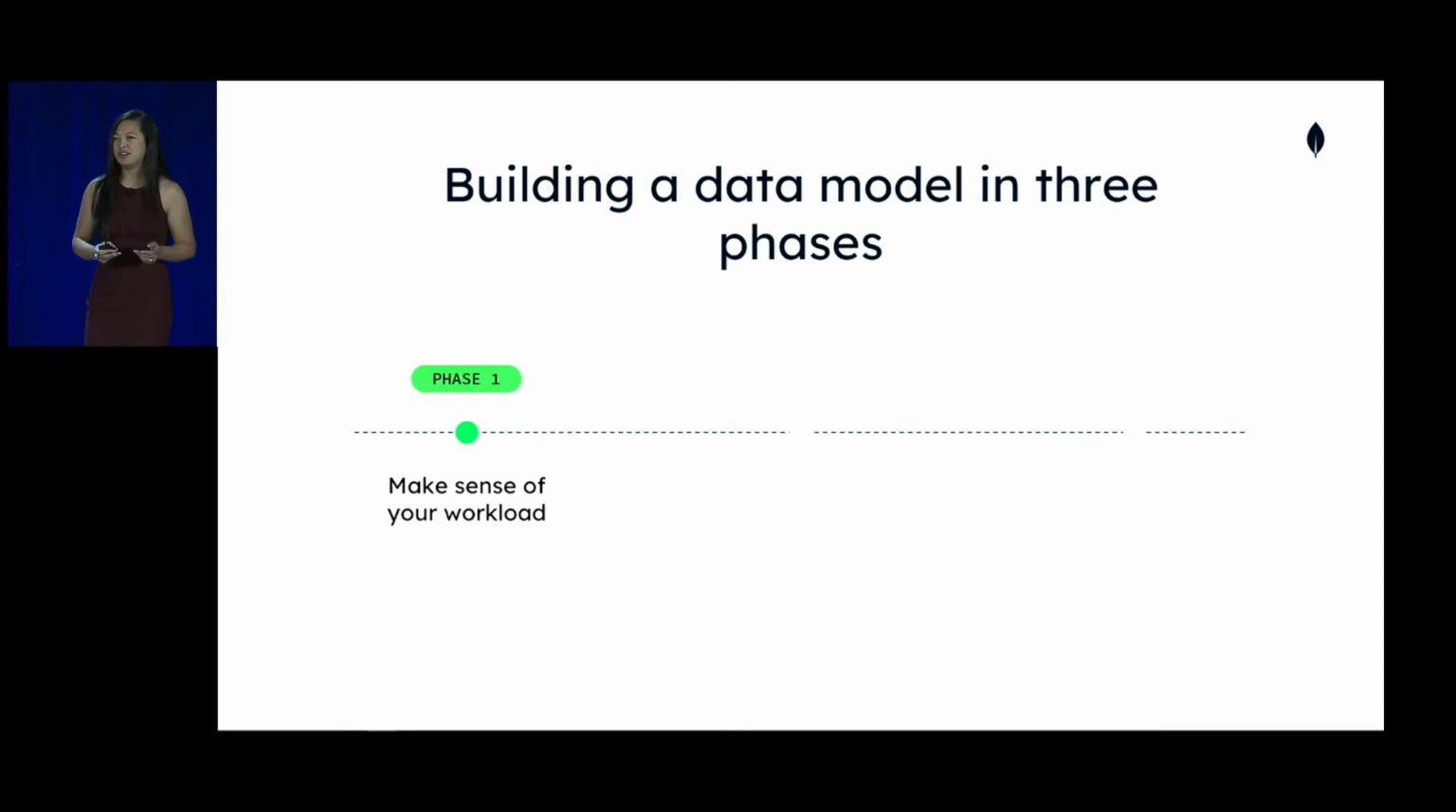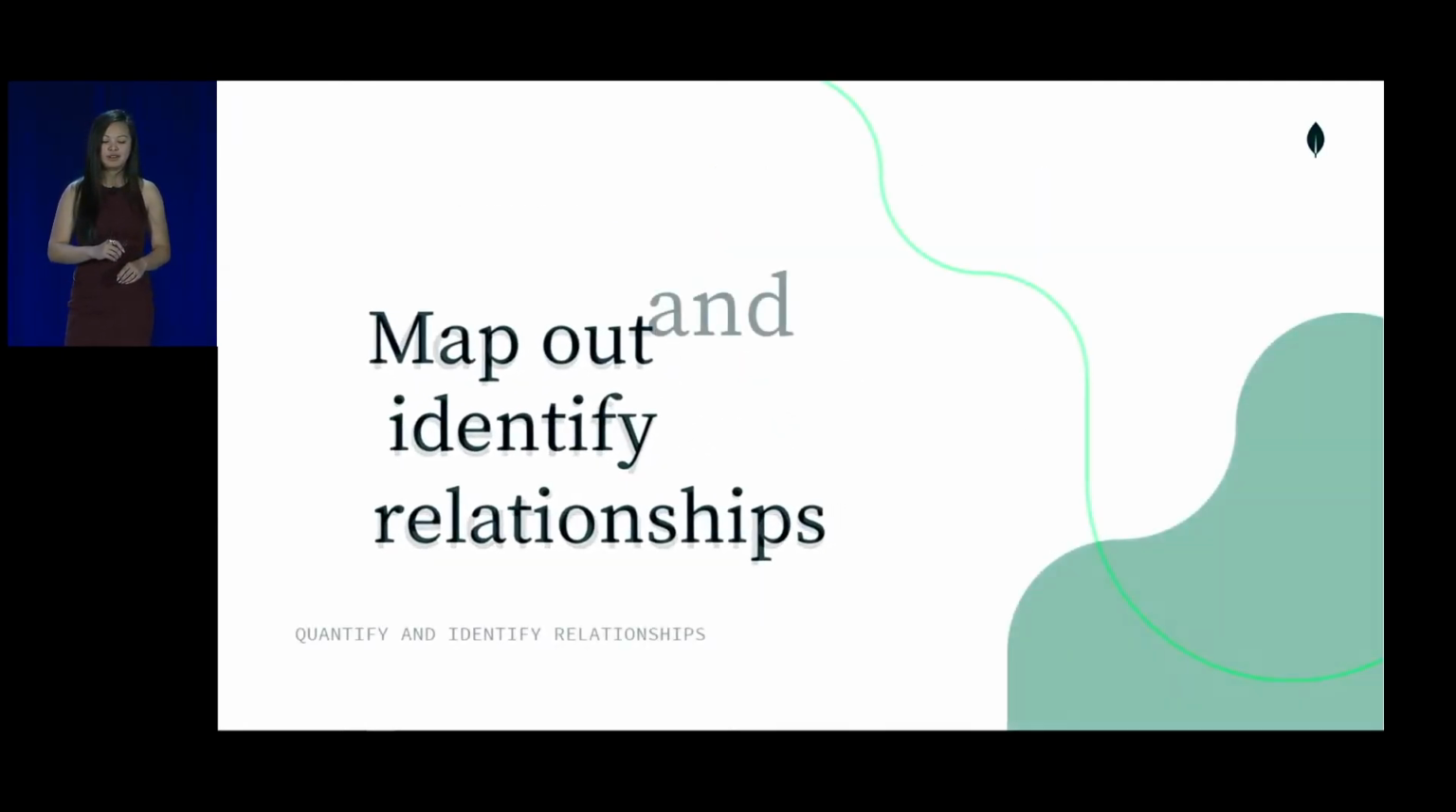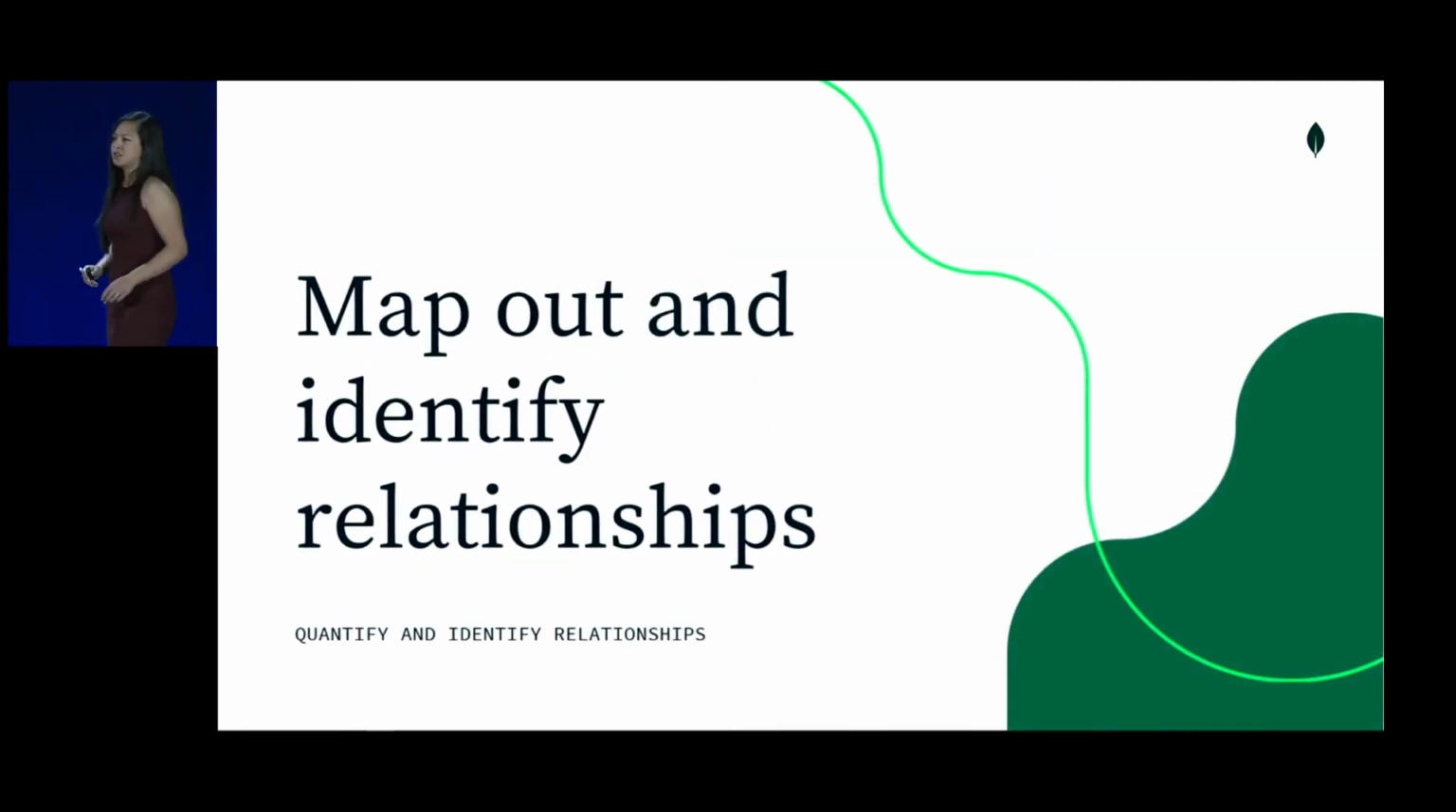Now that we know everything there is to know about our data, the next phase is to map out and identify the relationships within that data. Because as reality dictates, all data has some sort of structure. So in this phase, there are about 2 parts to do when we map out and identify relationships. The first of which is to quantify and identify them, right?